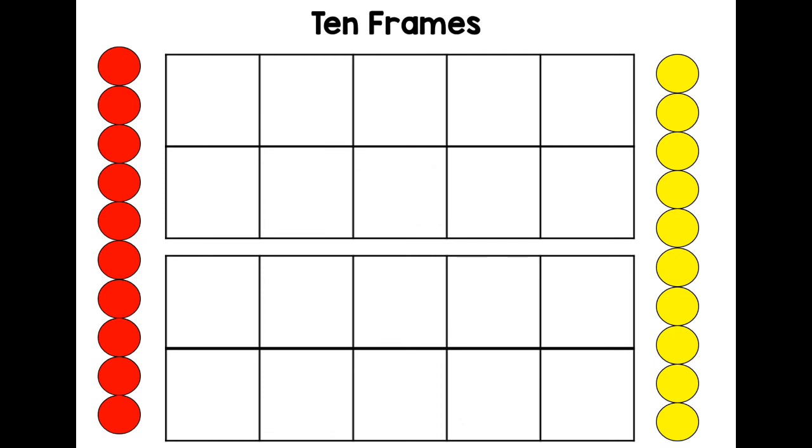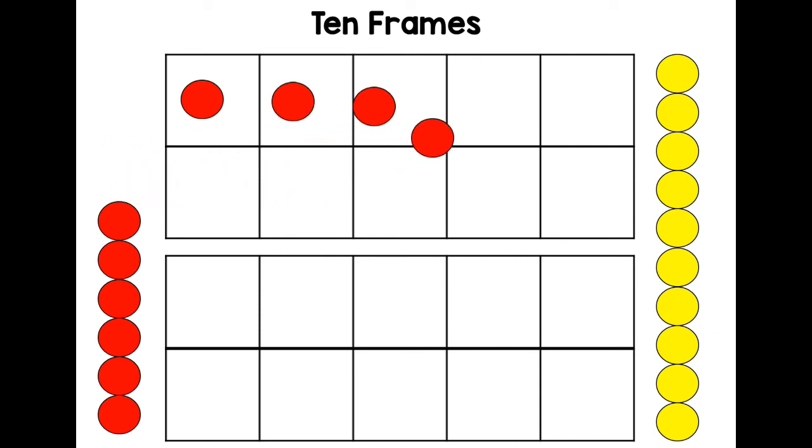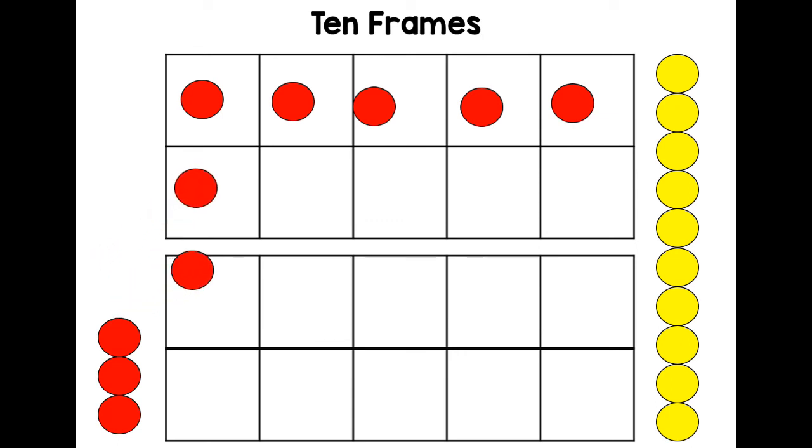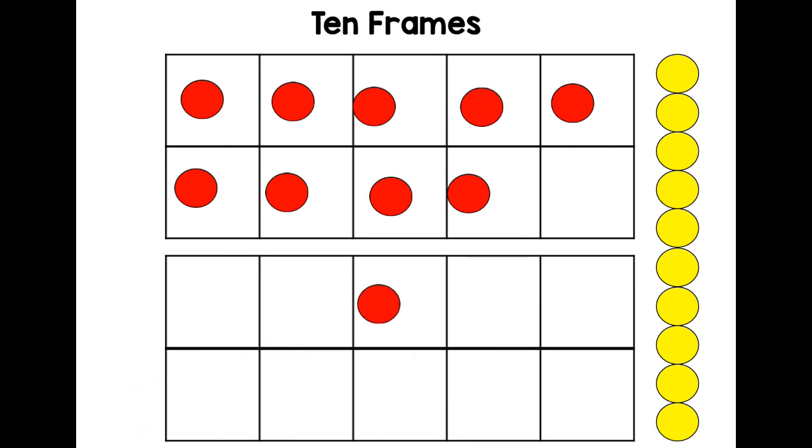Here's a 10 frame. 1, 2, 3, 4, 5. There's always 5 when you fill in the top line of a 10 frame. 5 and a bit, 6. 5 and a bit, 7, 8, 9. And one more makes 10. Well done, everyone.